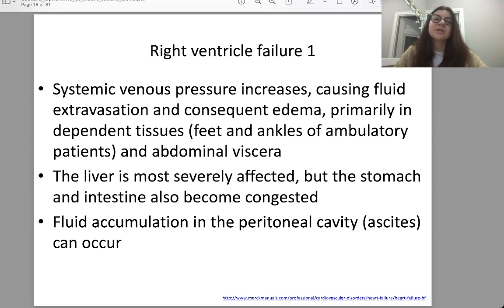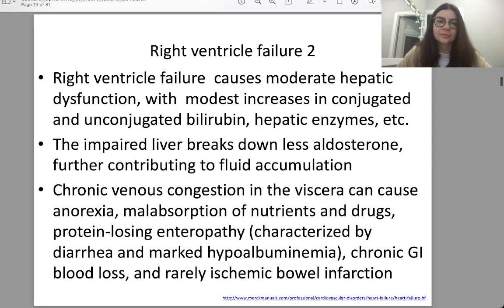Systemic venous pressure increases in right ventricle failure, causing fluid extravasation and consequent edema in the systemic circulation. Primarily in dependent tissues, feet and ankles of ambulatory patients, and abdominal viscera. The liver is most severely affected, but the stomach and intestine also become congested. Fluid accumulation in the peritoneal cavity, like ascites, can occur.